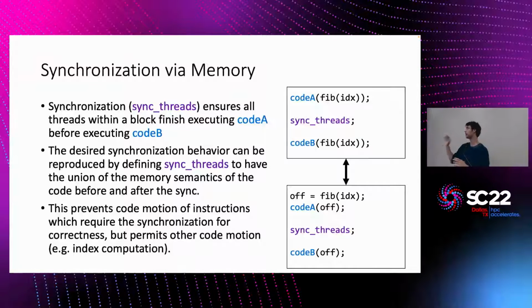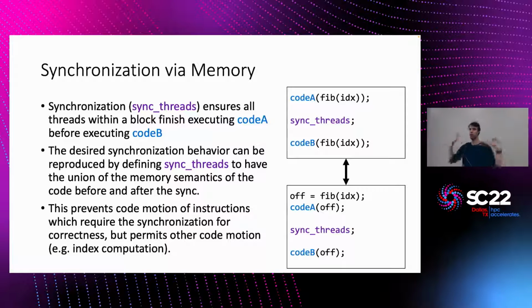So it actually turns out that we can represent the corresponding semantics of synchronization through the use of memory. In particular, if we define the synchronization's memory behavior to be the union of the read and write properties of the code before it, alongside the read and write properties of the code after it, we're able to prevent any illegal optimization from moving code either above down, down up, or otherwise. While simultaneously, if we have any parts of the code that aren't impacted by synchronization, like say an index calculation of fib here, or the likes, it is able to be moved across because that won't affect the memory behavior.